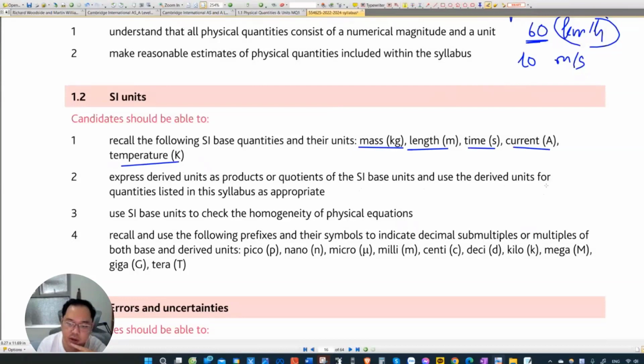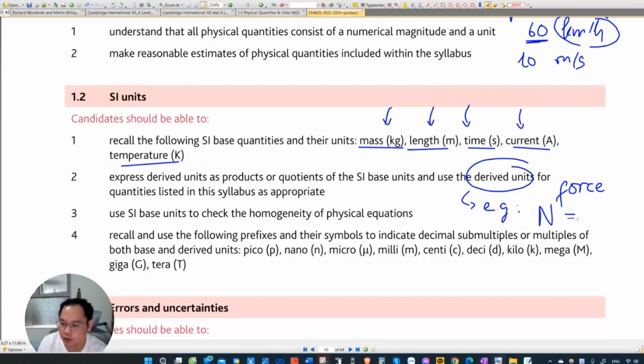Can you give me an example of a derived unit? Example, anything: pressure, volume, acceleration, force, etc. Just name one. Force. Force, okay. So what's the unit of force? Newton, big N. And can you write it in the form of products or ratio of the SI base units? Newton is equivalent to what? Remember this one? F equals ma. Newton is the unit of force.